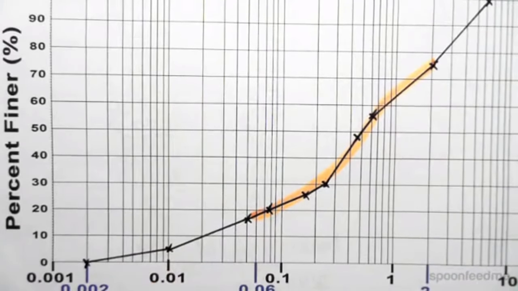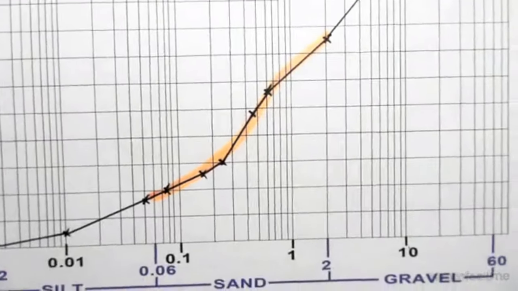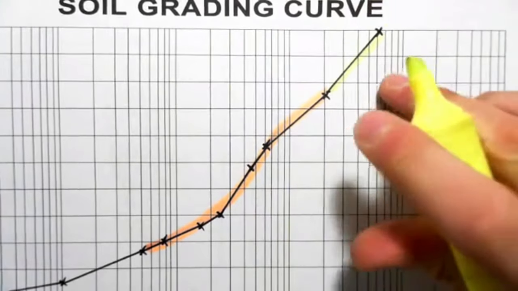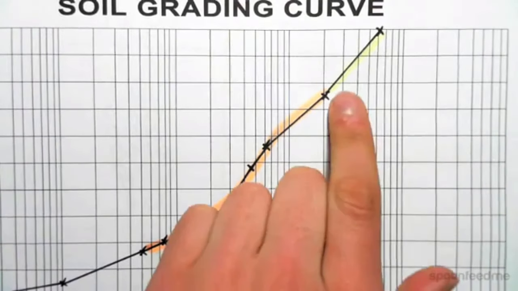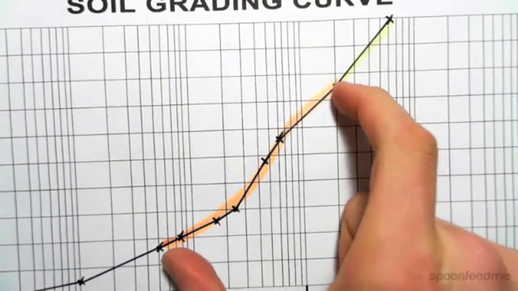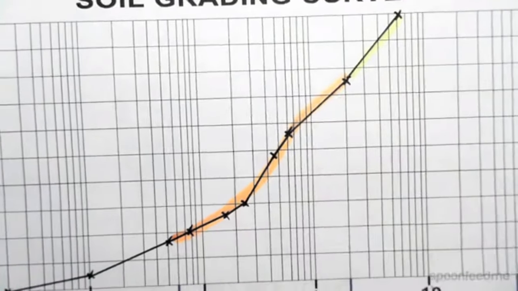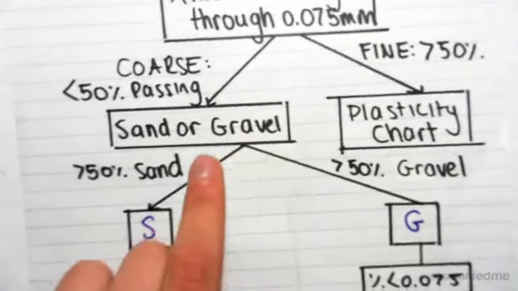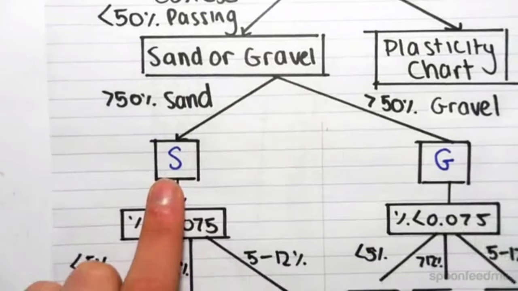So that's all sand. And everything above 2, so from 2 up to 60, which is in yellow, is gravel. Okay, so you can see that the majority of what is being retained is in the sand spectrum. So that allows us to come down our flowchart to the S. So we've now picked up an S.